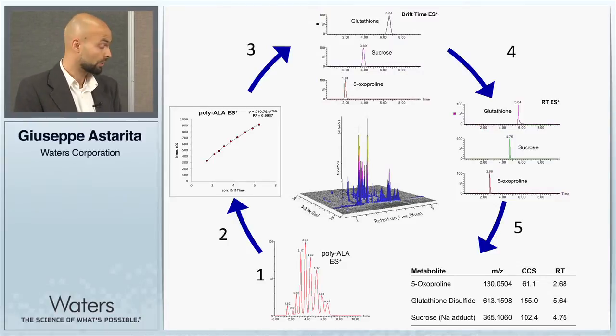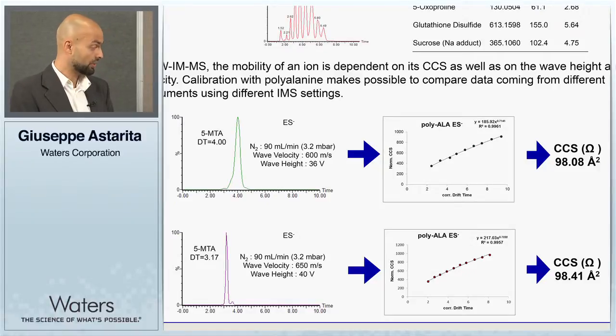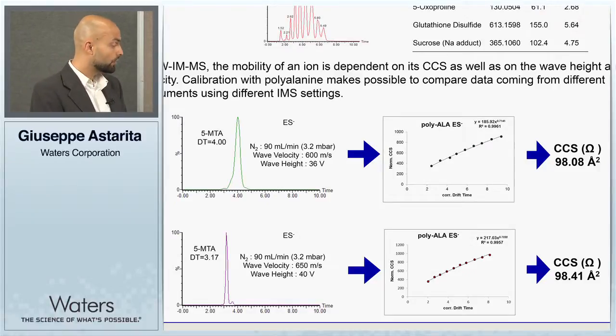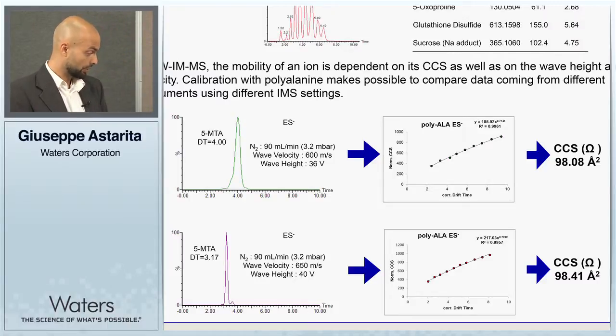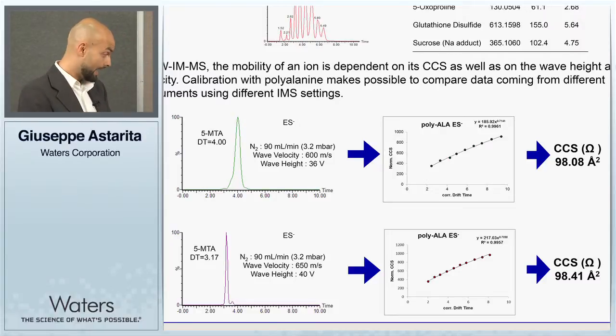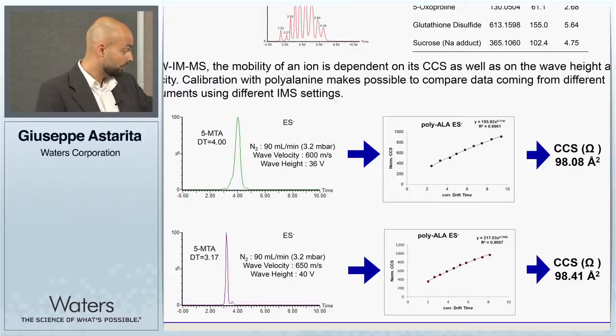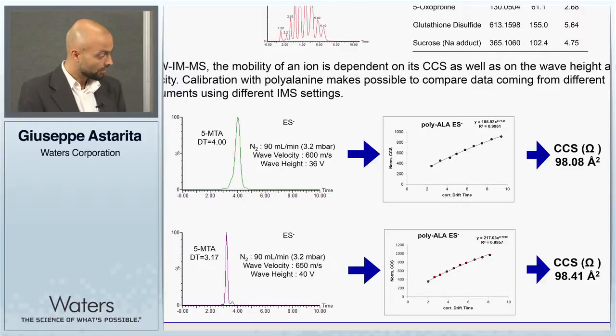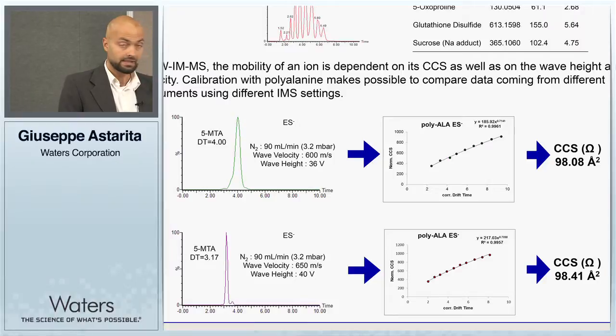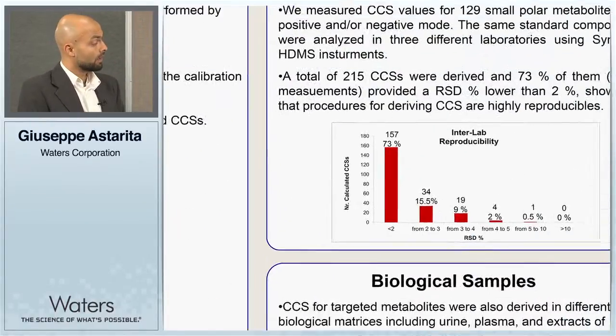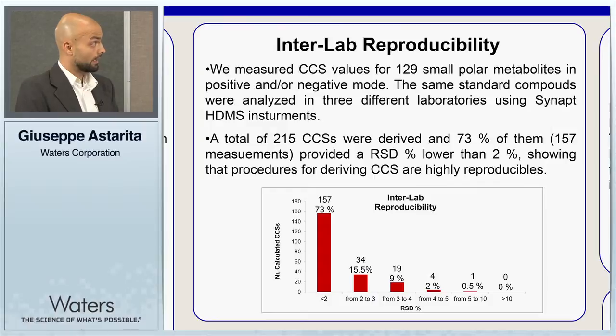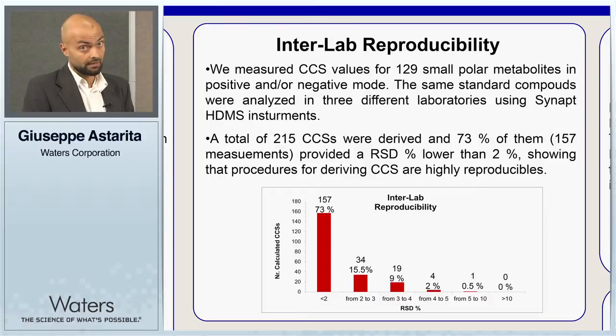but also collision cross-sections. The use of a calibration curve allowed us to use different settings for ion mobility for collision cross-section calculation. In this example, we show that we could use different wave velocity and wave heights to obtain 2 different drift times for the same metabolites, which, however, after calibration curve, led to very similar collision cross-section values. Again, the use of calibration with polyalanine allowed us to use different instruments based in different laboratories.